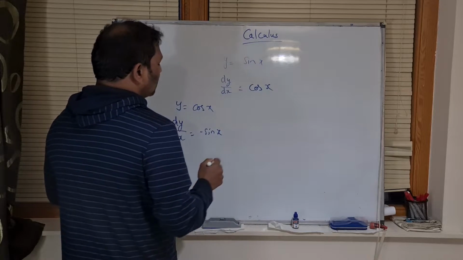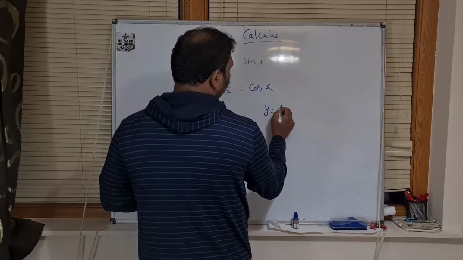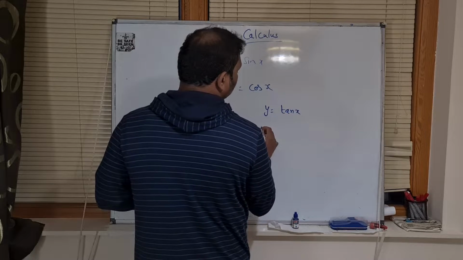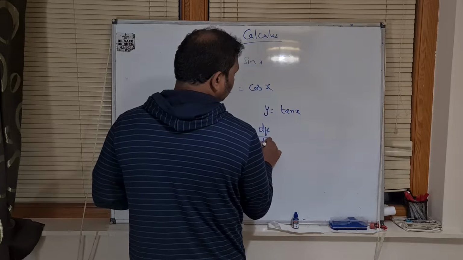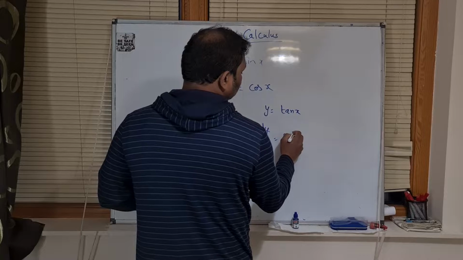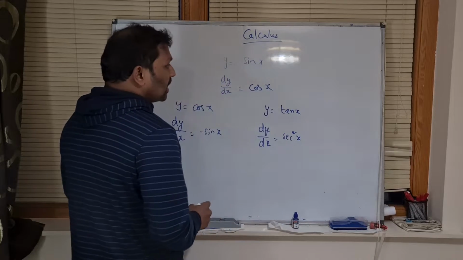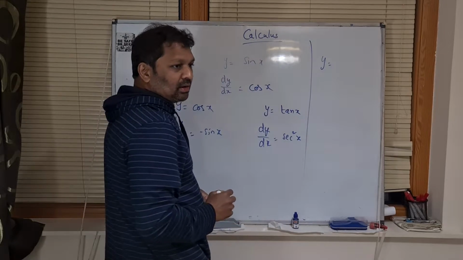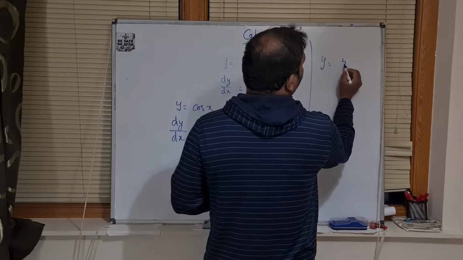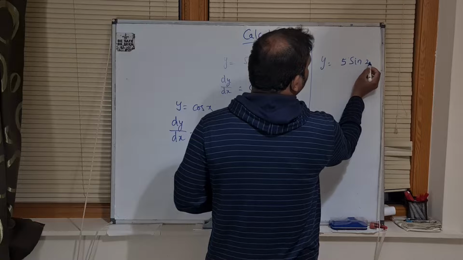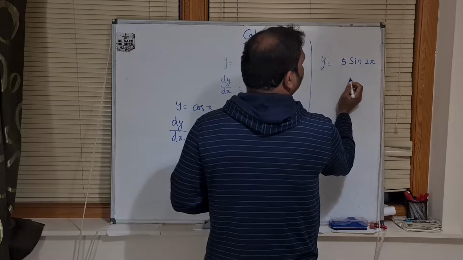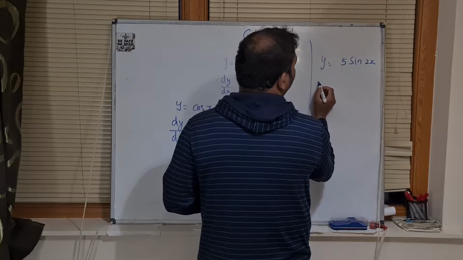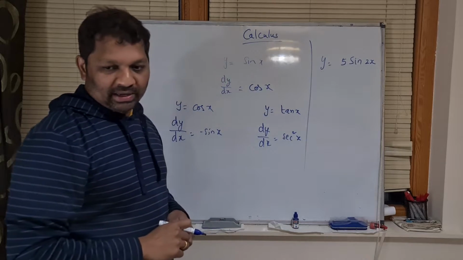Okay, again, if y is equal to tan x, then dy by dx is equal to secant square x. Say for example, if y is equal to 5 sin 2x, what is the differentiation of y with respect to x? What is dy by dx?